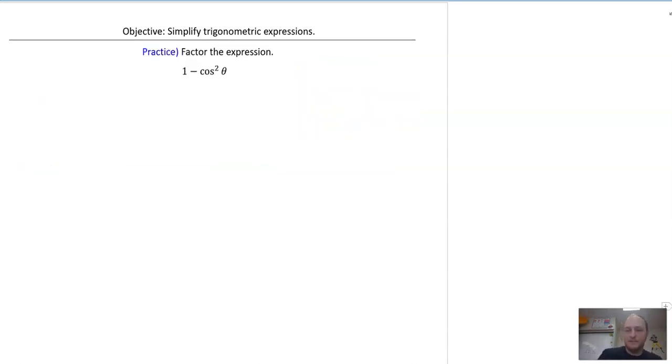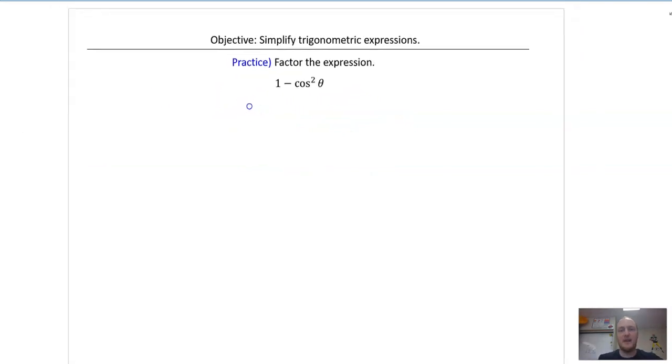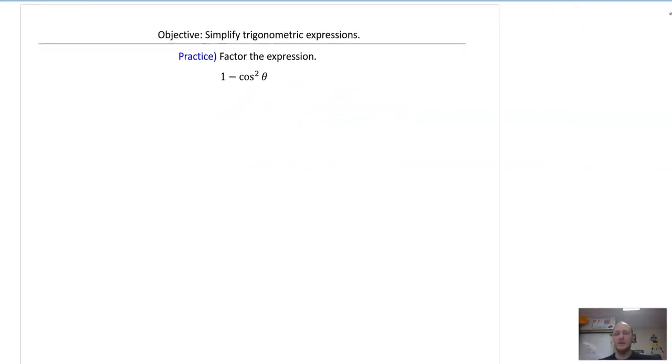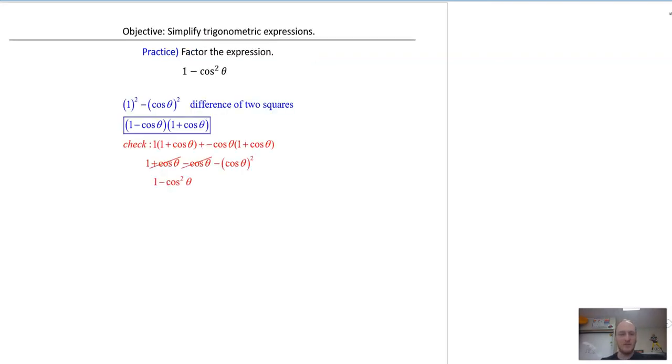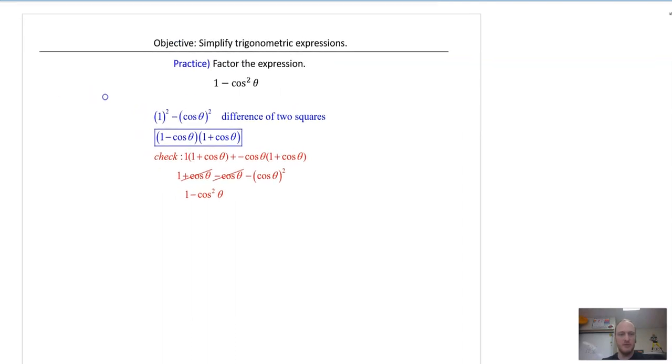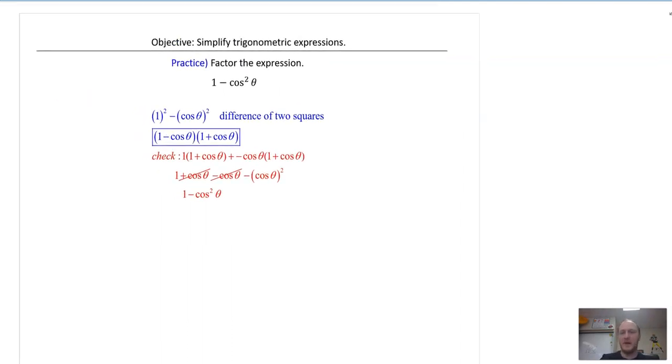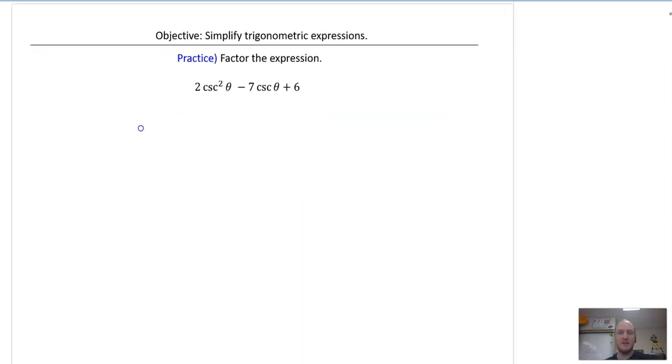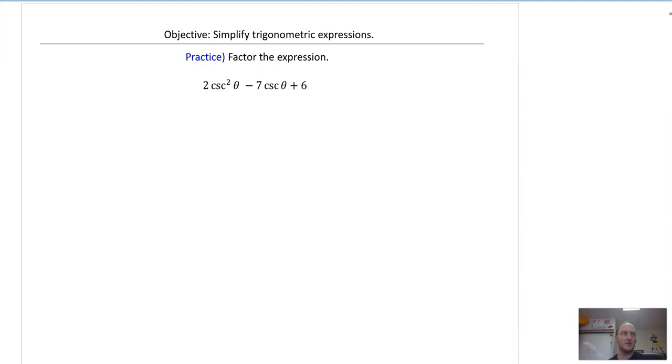All right. Here is a practice example. Please go ahead, pause the video, and try this one. All right, so I hope you saw difference of squares. Here is the solution: 1 minus cosine theta, 1 plus cosine theta. All right, here is the next example. Please go ahead and factor this one.